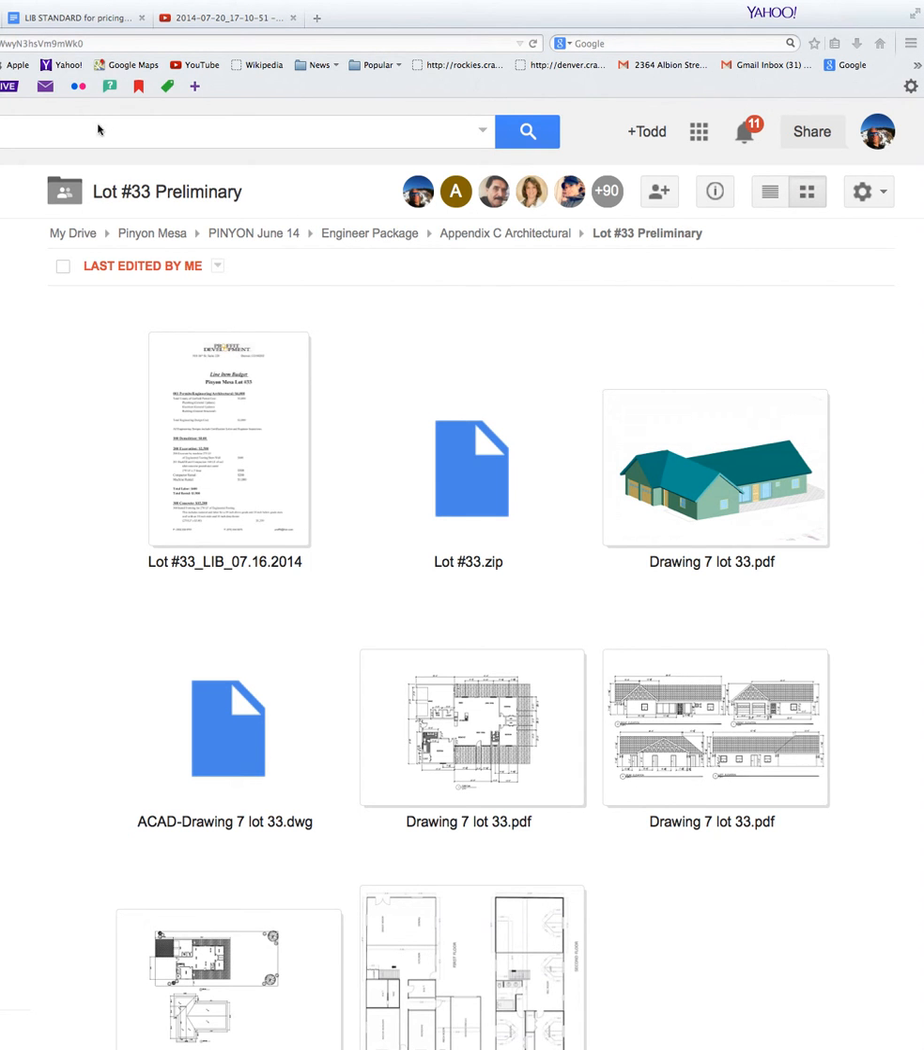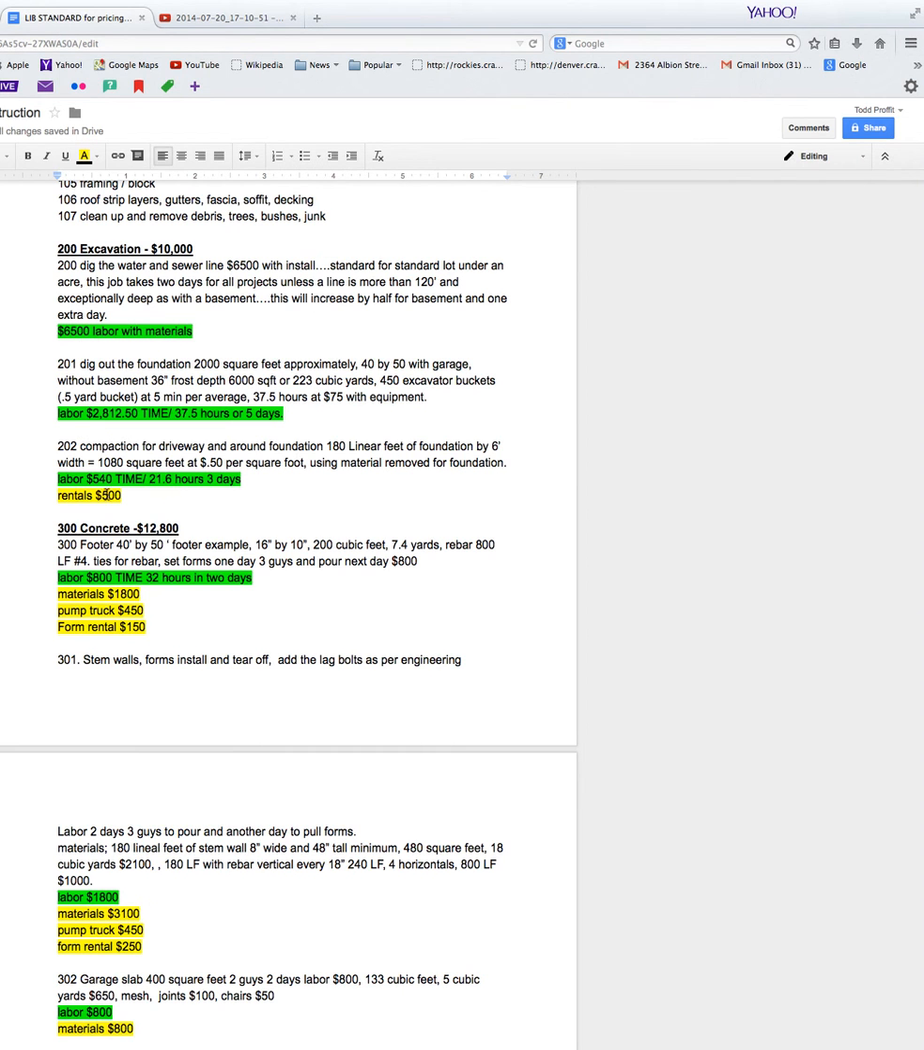Okay, welcome to LIB part 4. Line item 200, excavation. Now the first thing you want to do is get familiar with your footprint.